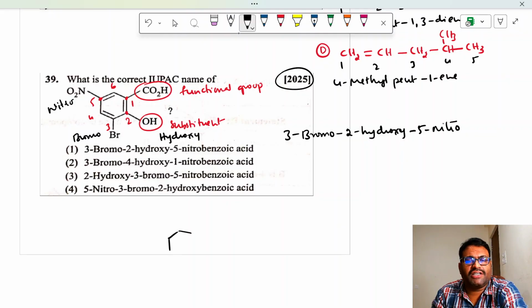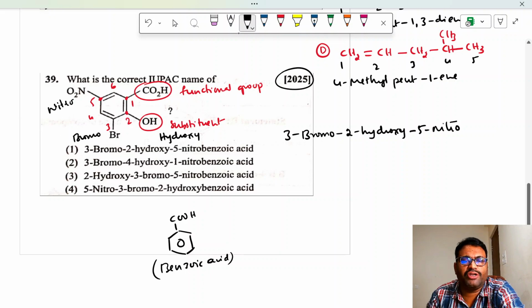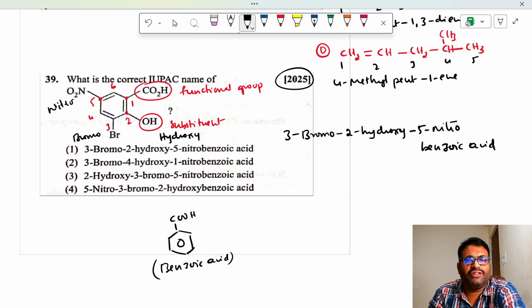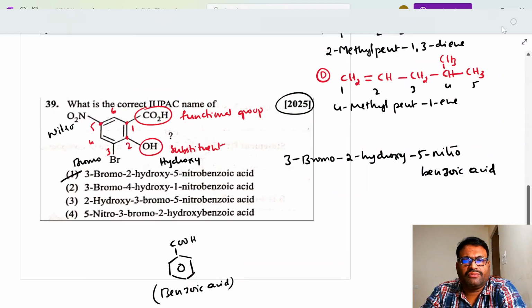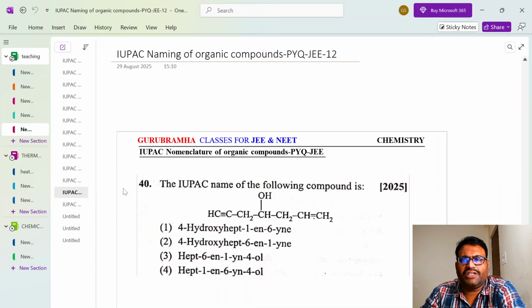Benzene with carboxylic acid is very famous as benzoic acid. Actually, this is a common name, but IUPAC declared that it can also be used as the IUPAC name. So I can write it as benzoic acid. Where do we find 3-bromo-2-hydroxy-5-nitrobenzoic acid? So the first option. Okay. Let us see the next question.